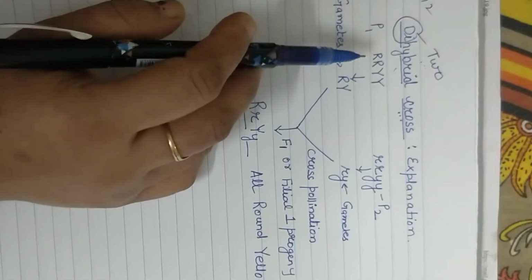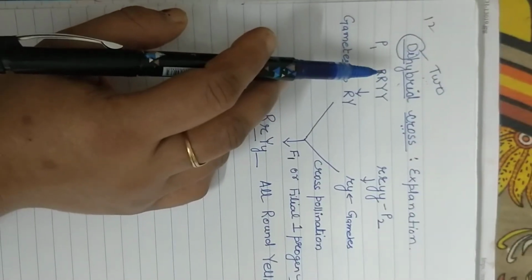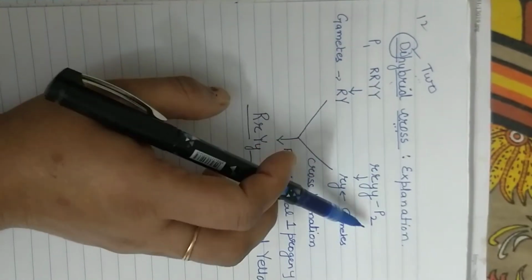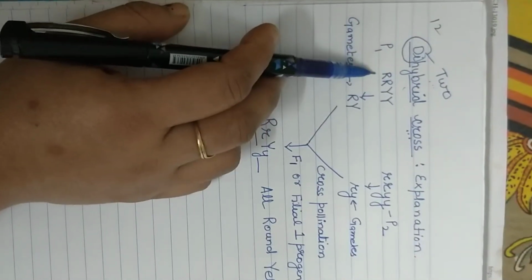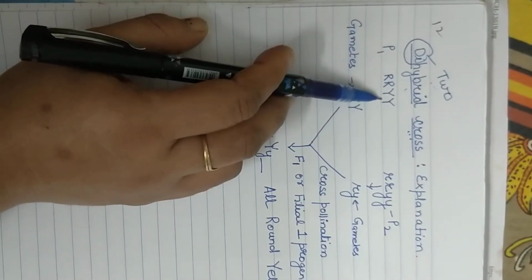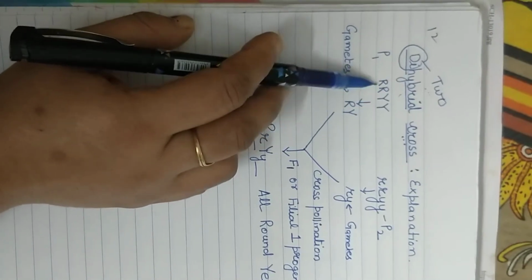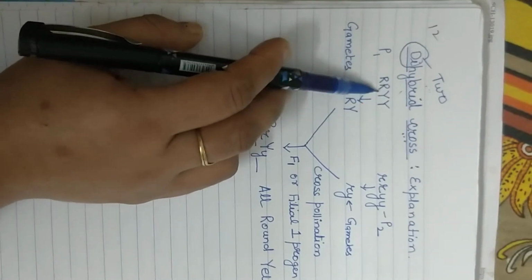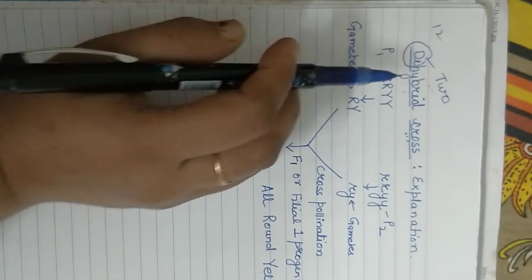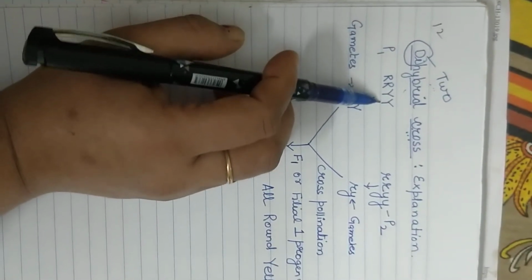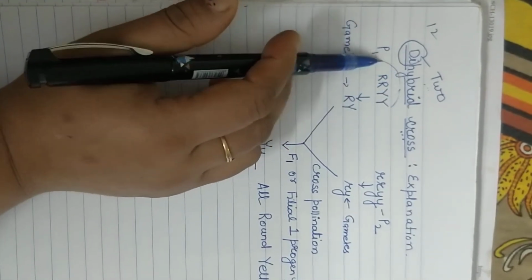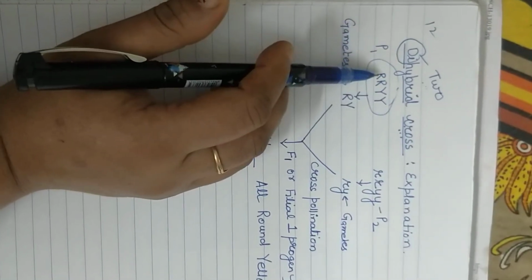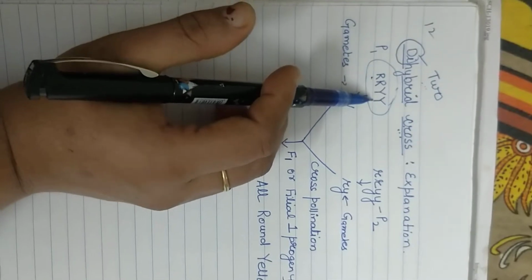Now let's move to the cross. As he did in the monohybrid cross, he took two parents. One was pure round and pure yellow. Now you know where this R and where this Y are coming from. These are the two characters. One is for the roundness, the other is for the color of the seed. So he took a pure parent, the parent which is pure for roundness and yellowness.